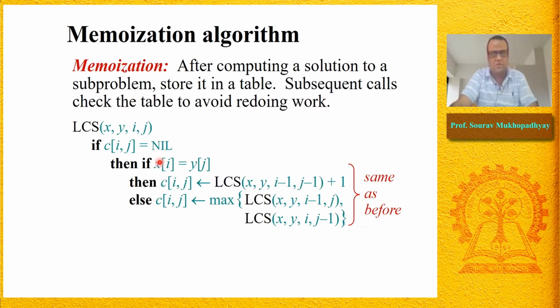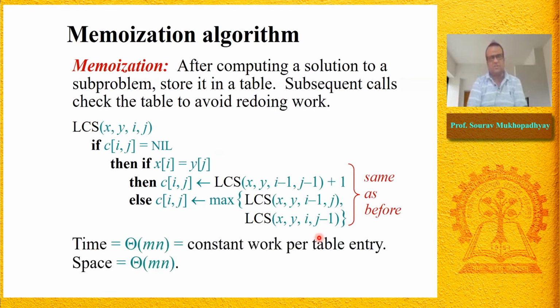If it is nil, that means it is not available in the table, then we have to calculate it. For that we have the recursive formula. If xi equals yj, then we have this formula. Otherwise we have this formula. So this is the memoization, and the time complexity will be order of m into n, and space will be m into n. We will take an example, then it will be more clear.